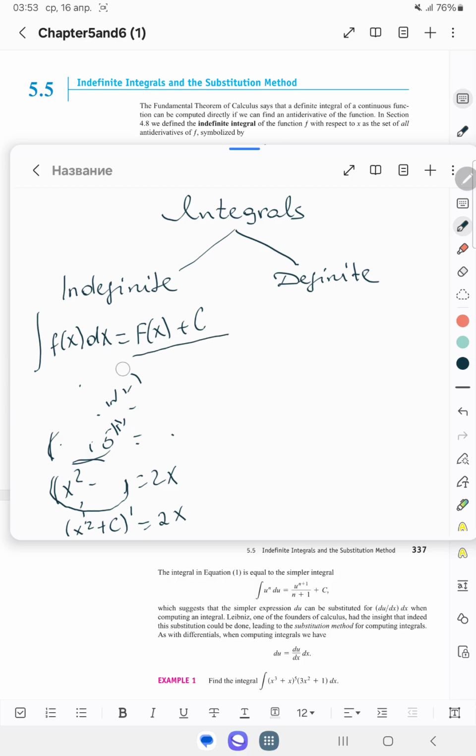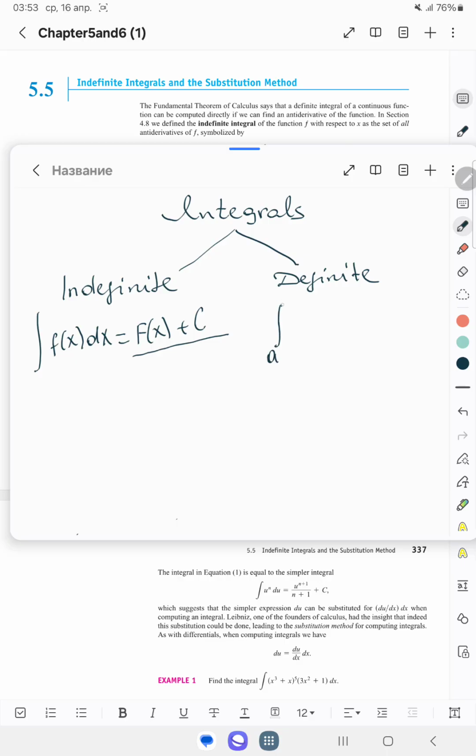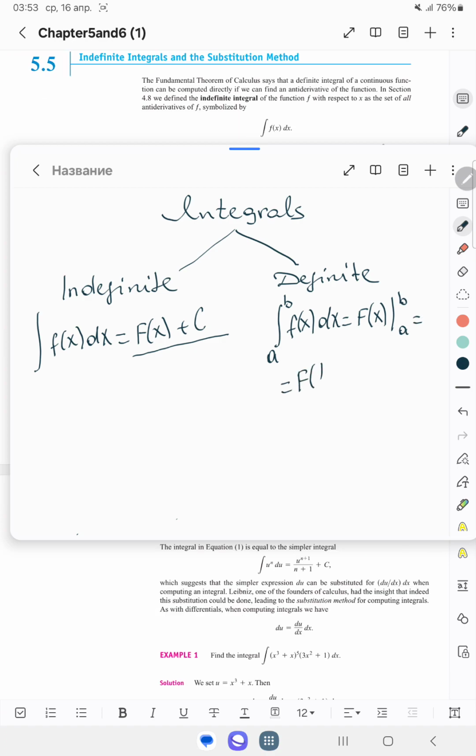Okay. Definite integrals, I like this. We have lower bound, like we have borders, lower and upper. From a to b, read it like this: from a to b, upper bound, lower bound. f(x) dx equals, we write it like this: big F(x) from a to b equals F(b) minus F(a).